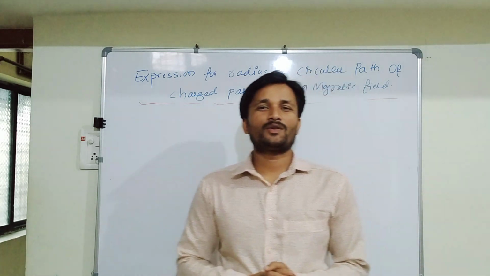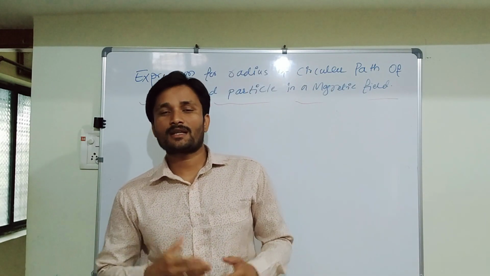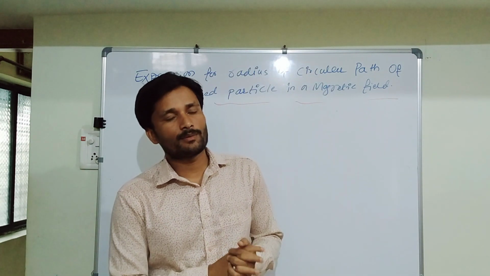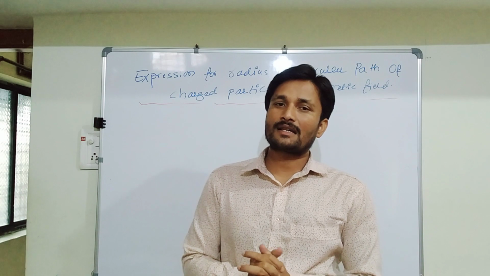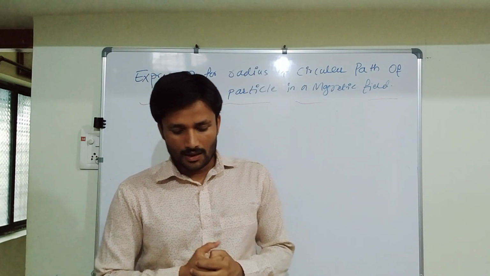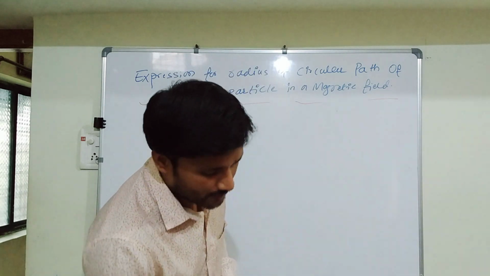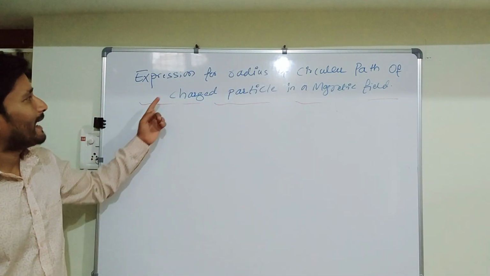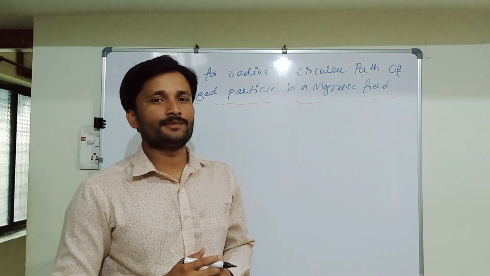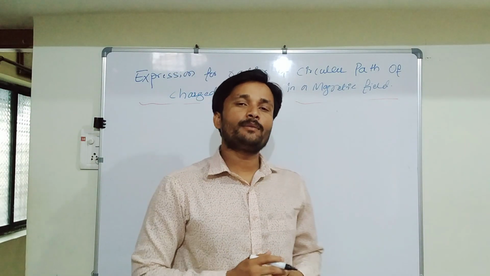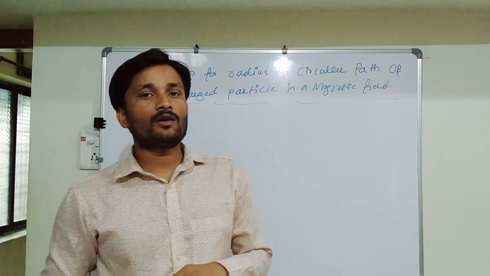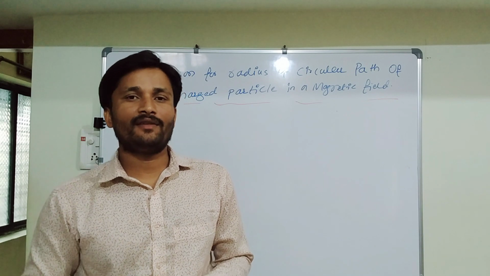Now today we are going to solve one more important question from the PUC examination point of view. After referring to the previous year question papers, we came to know that this question is asked repeatedly, so we have selected this question for today's topic. Our today's topic is the expression for the radius of a circular path of a charged particle in a magnetic field. Here we have to derive the expression for the radius of a circular path of a charged particle in a magnetic field.